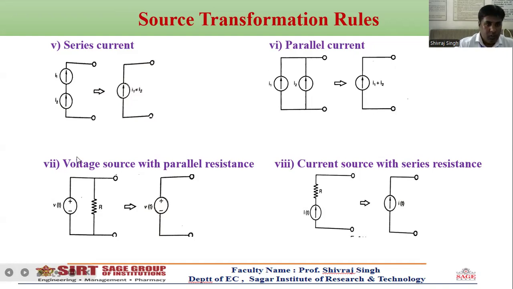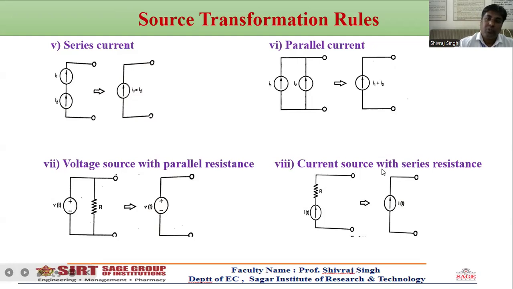Next one, voltage source with parallel resistance. In this circuit, we can observe one voltage source connected in parallel. We already studied that in a parallel circuit the voltage is the same. That means in this case we neglect the resistance and only replace it with the single voltage source.